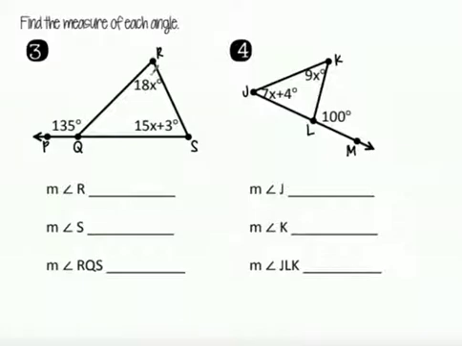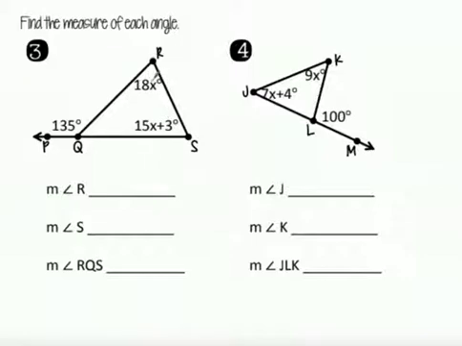This also works if I have x's as part of my angles as well. So on this particular picture, we want to find the measure of angle R, which has an x in it. We want to find the measure of angle S, which has an x in it. And we want to find the measure of angle RQS.